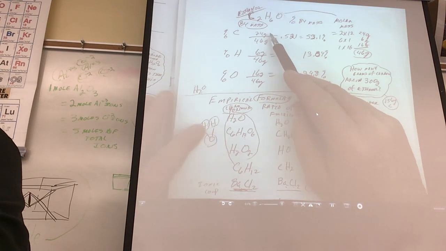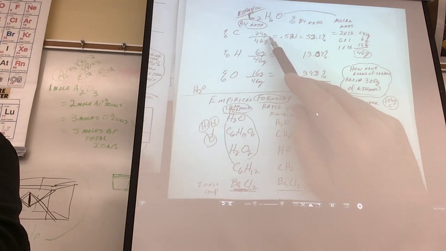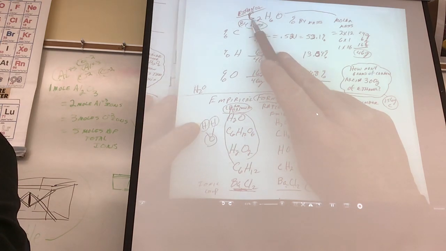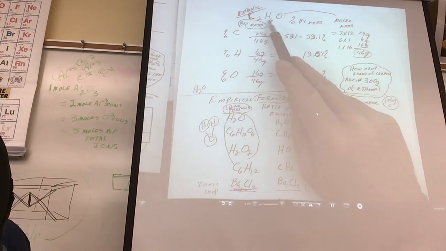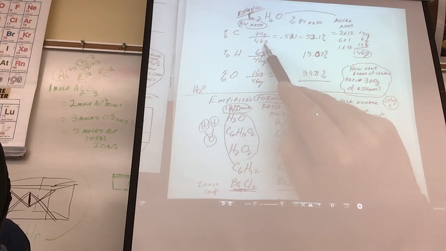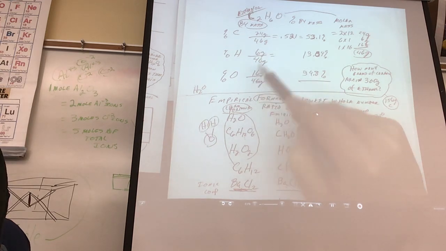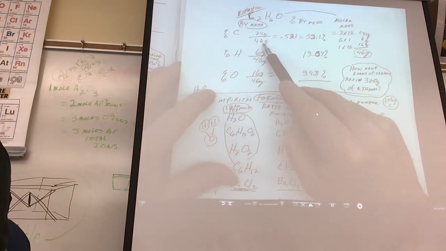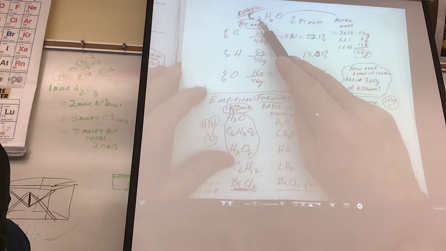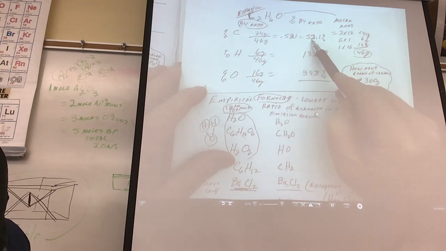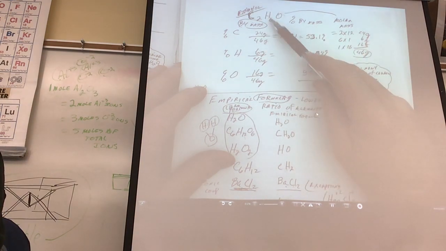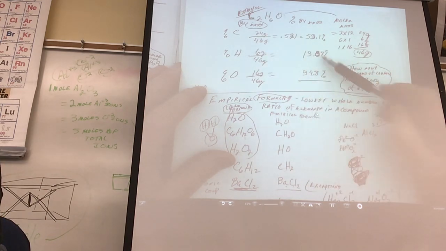Ready? What's the key to percent? You always divide by the total. Yes? Okay, here we go. Now the total is, ready? 2 times 12, carbon's 12, right? 2 times 12, 6 times 1, 1 times 16. So the total is 46, isn't it? So everybody's going to be divided by 46. What percent of the 46, how much of the 46 was because of carbon? 2 times 12, 24 divided by 46 is 0.521. That's 52.1%. How much is due to hydrogen? Only 6 out of 46. Does everybody see how it works?